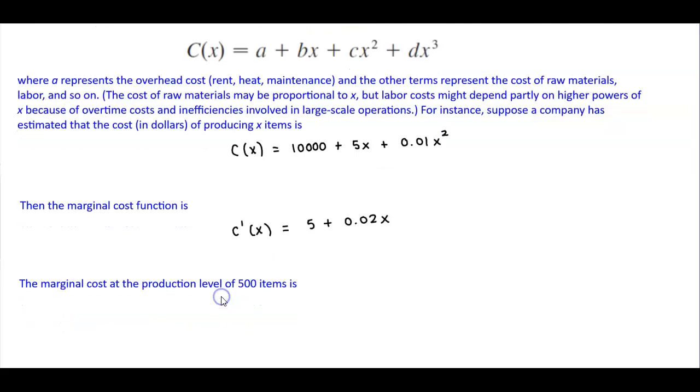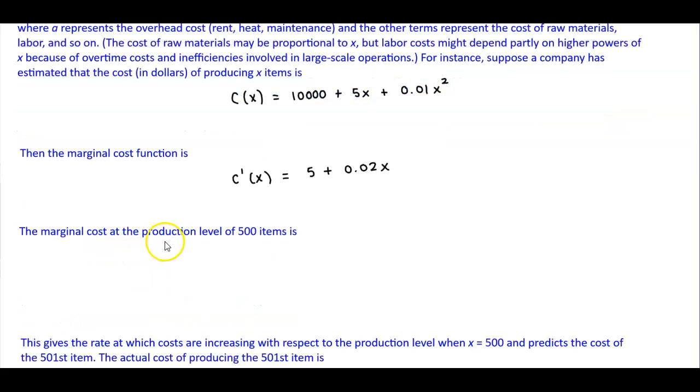And now we want to find, okay, what is the marginal cost of a production level of 500 items? And that's when x is equal to 500. So we want to find C prime of 500, and let's plug it into our derivative function. So it's going to be 5 plus 0.02 times 500. And so we end up getting $15, and that's $15 per item.